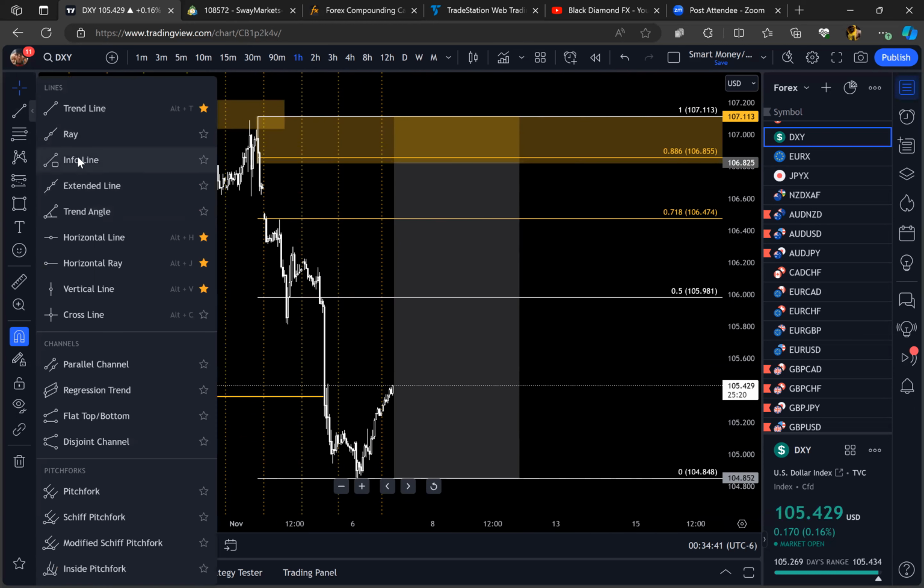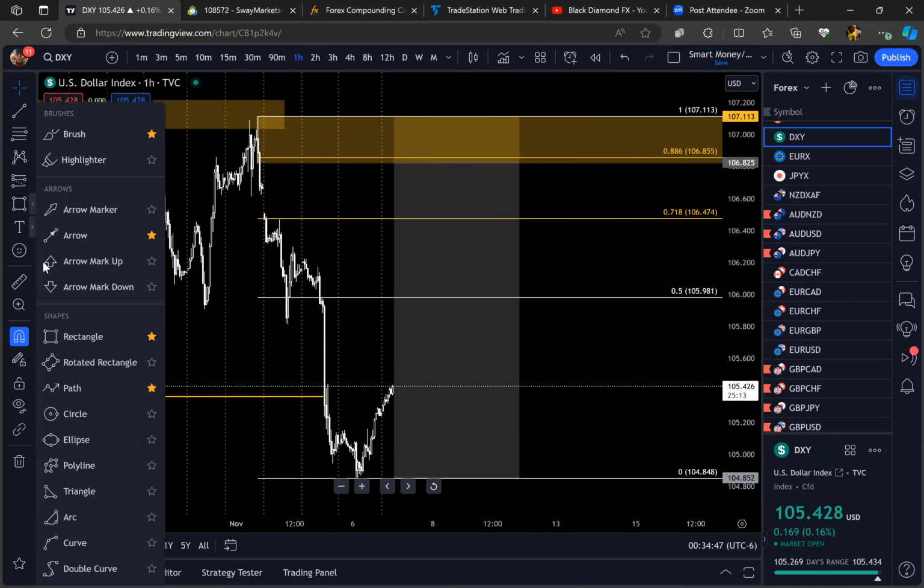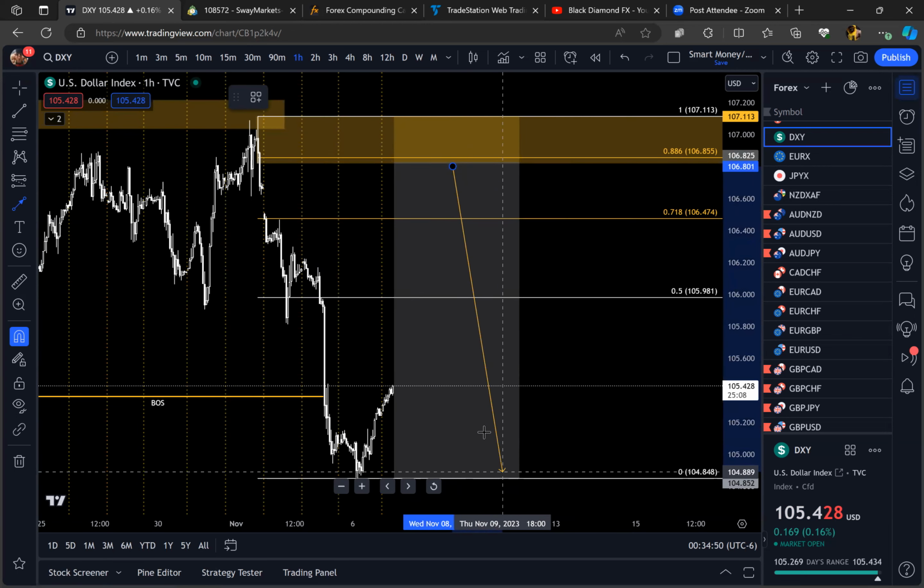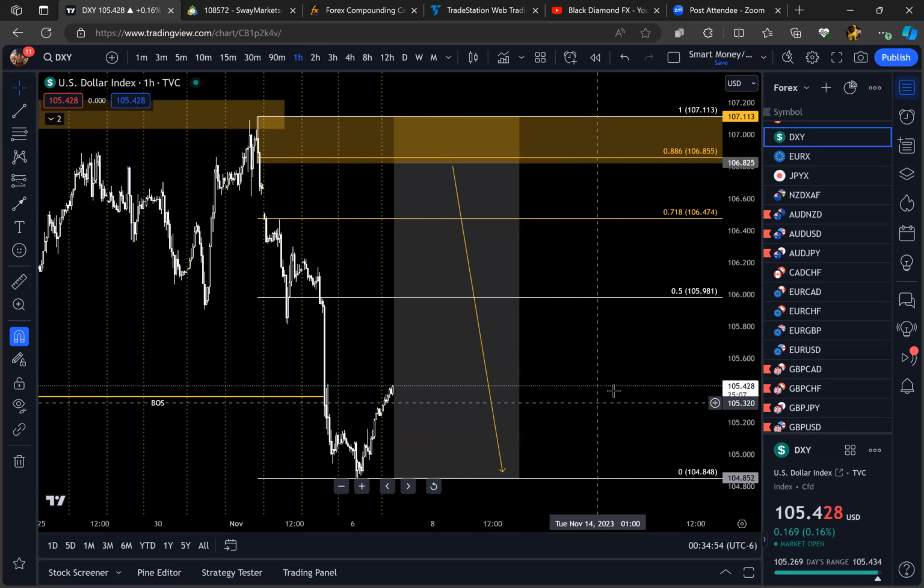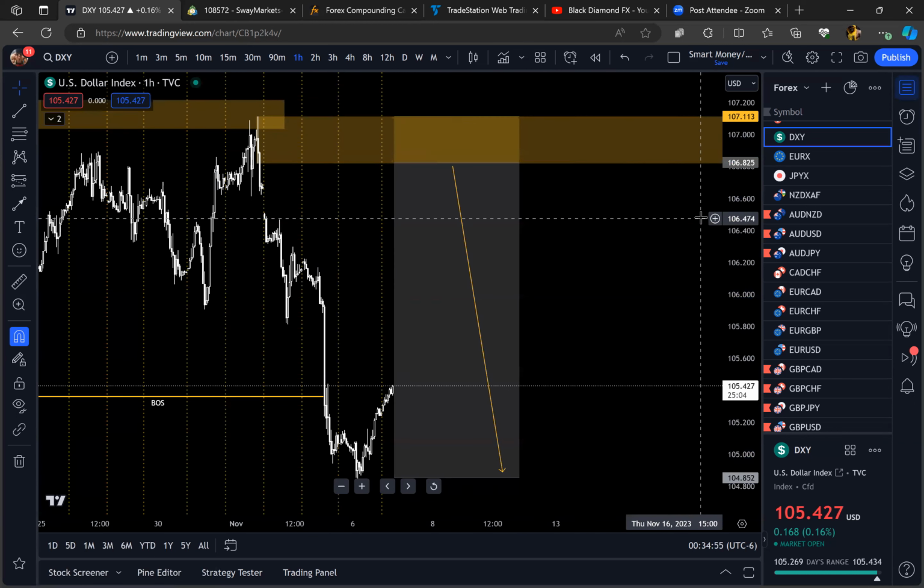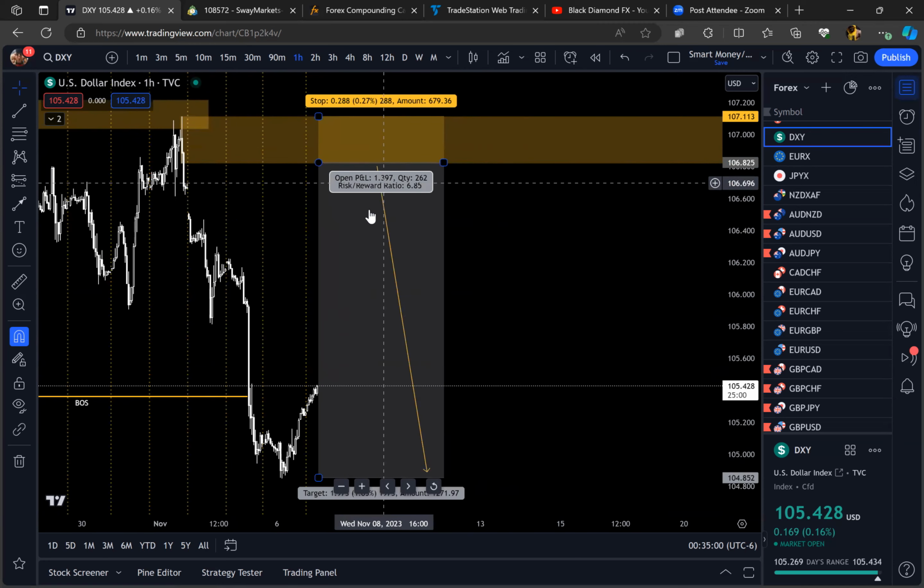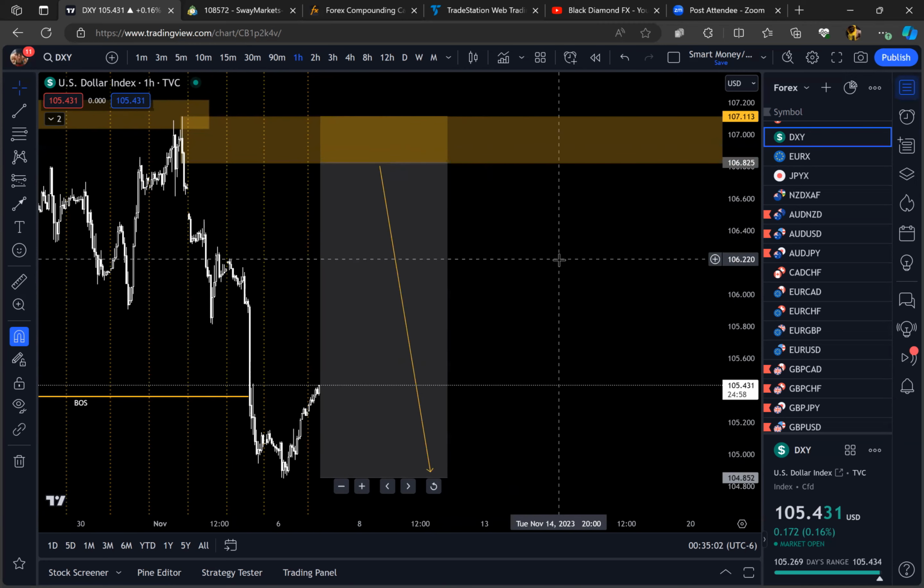Now this is the DXY. You can trade the DXY if you want in your Forex account. I normally don't. I just use the DXY to see what the dollar index, to see what the dollar is doing. So that's what I'm looking at. The dollar's going up and then coming down. So, all right.